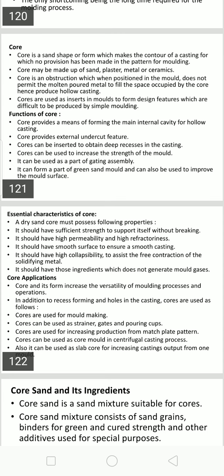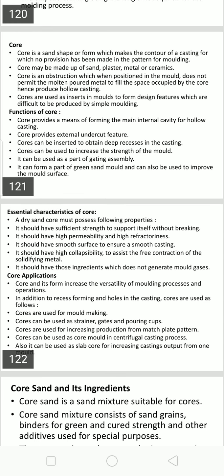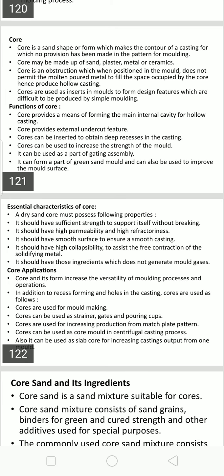It can form part of a green sand mold, and can also be used to improve the mold surface. These are all the important functions of cores. Then coming to the properties or characteristics of a core, a dry sand core must possess certain properties.